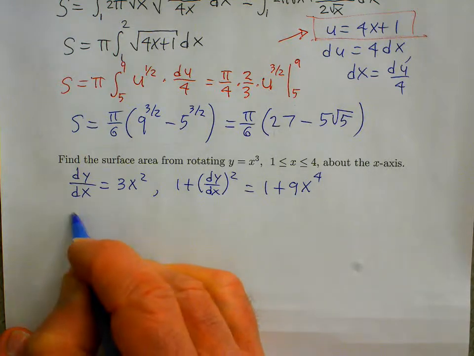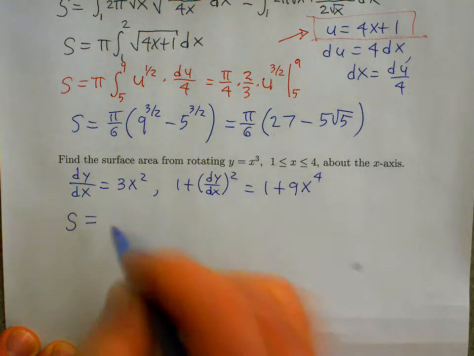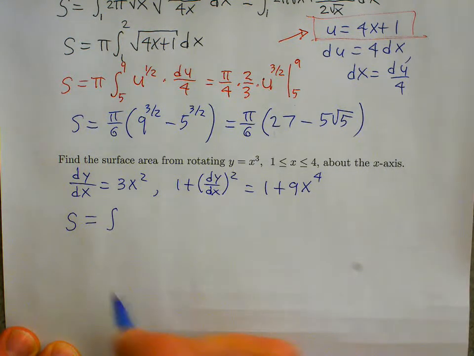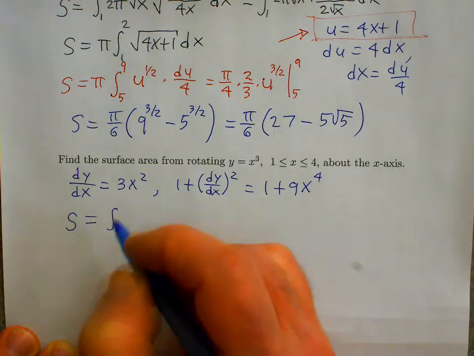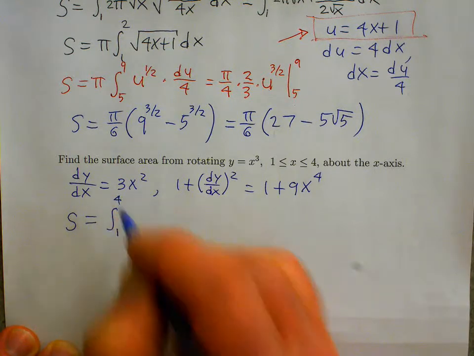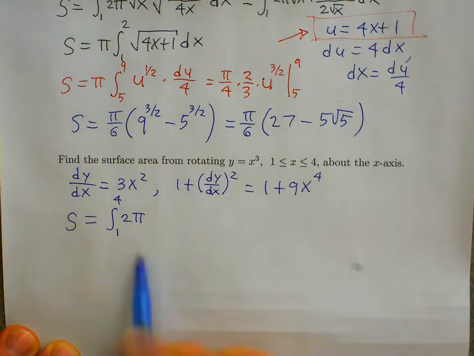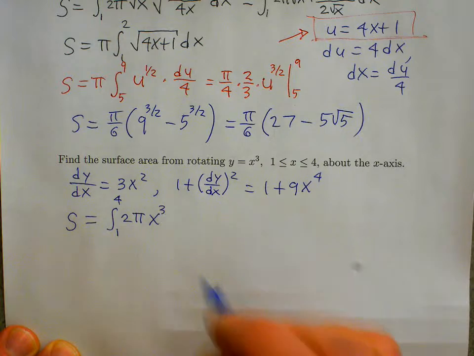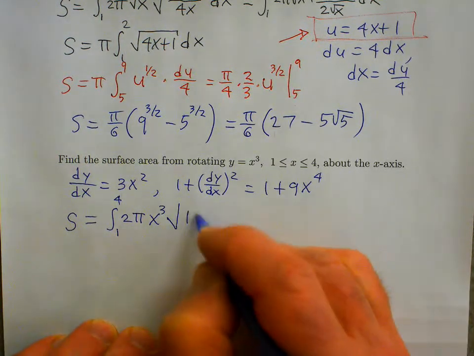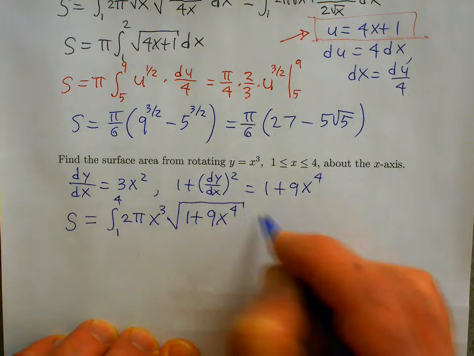So we can write down the surface area is the definite integral. The lower limit is x equals 1. The upper limit is 4. And then 2 times pi times y, but y is x to the 3rd. And then multiplied by the square root of 1 plus 9x to the 4th dx.